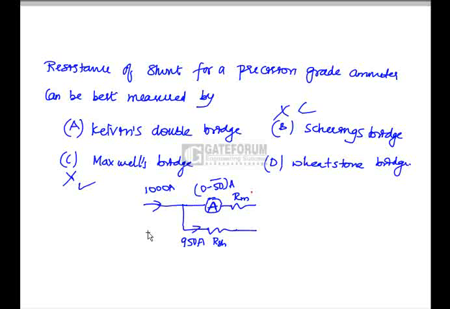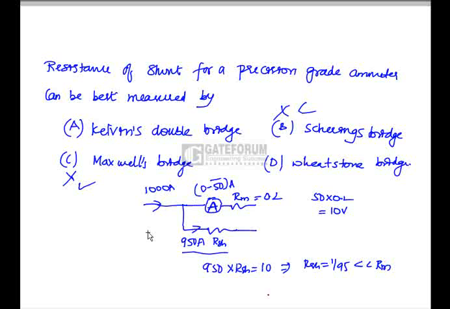Now let us take this ammeter resistance as 0.2 ohms. What is the voltage across this one? Full scale deflection is 50 into 0.2, so this is 10 volts. Similarly, you have to connect a shunt resistance, that is 950 into RSH is equal to 10. So RSH is far less than the meter resistance. You can say this is a low resistance measurement.